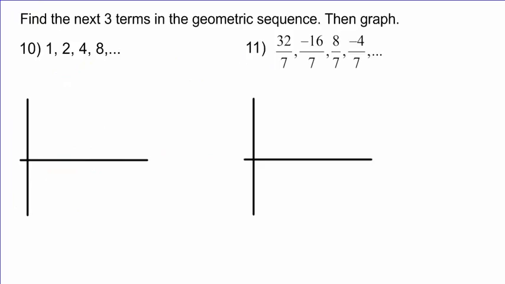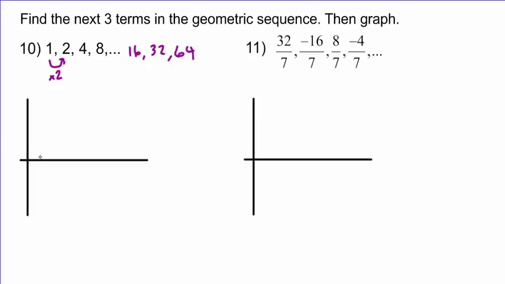So for the next two, we've seen similar problems with arithmetic sequences. These are geometric, of course. What I need to do first is just find the R value, and I think we can see that pretty easily on number 10. We're multiplying by 2 each time. That means R is 2, and if you want to find the next 3 terms, we'd do 16, 32, and 64. Now in this case, I was given 4 terms.